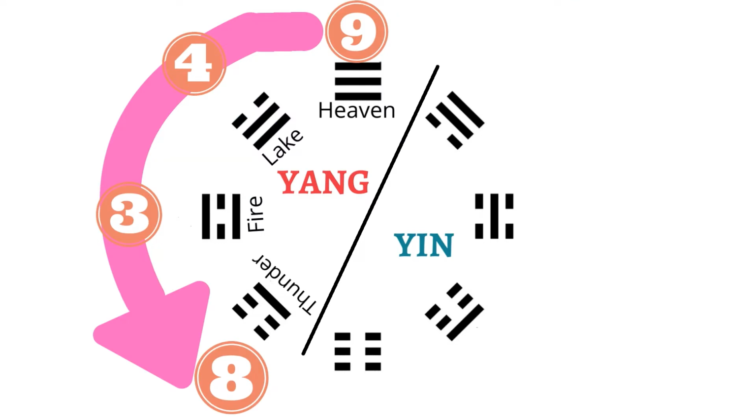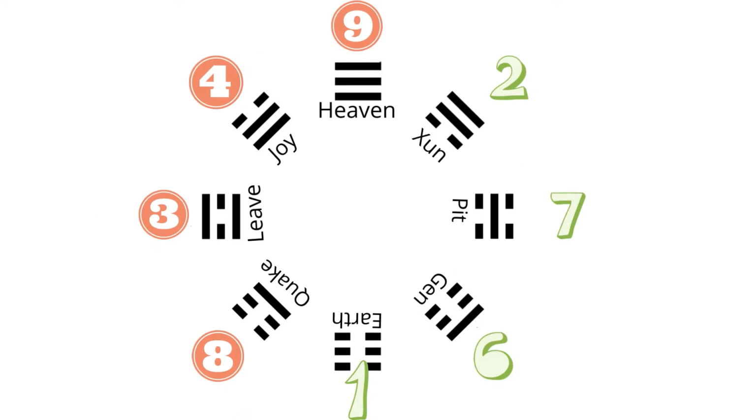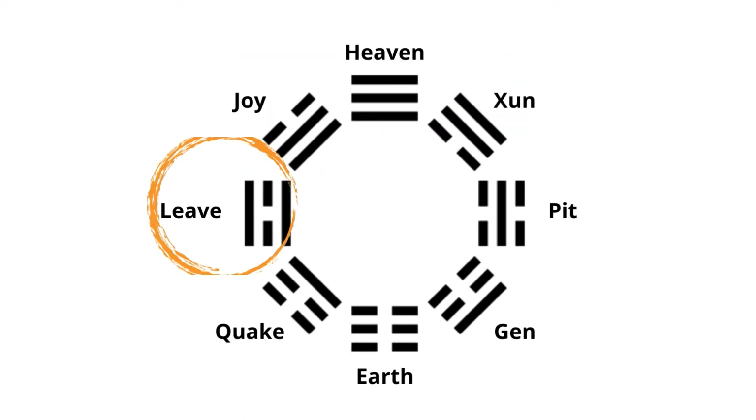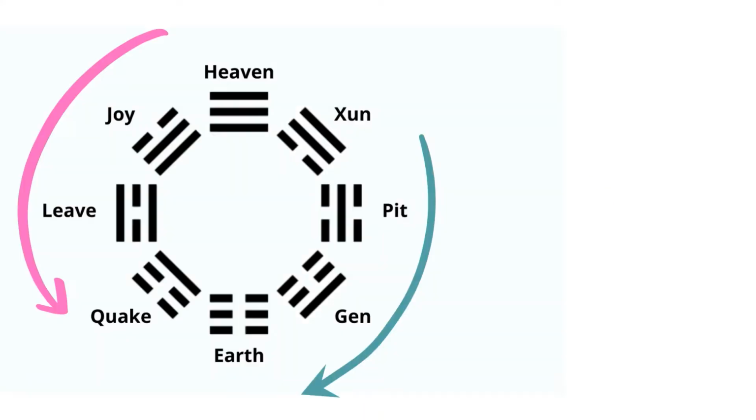By dragging the latitude to the left half of the circle, an innate number of 9, 4, 3, 8 was thus converted to the outward appearance of heaven, lake, fire, and thunder. On the other hand, by dragging the longitude to the right half of the circle, an innate number 2, 7, 6, 1 is thus converted to the outward appearance of wind, water, mountain, and earth. These symbols are later named as heaven, joy, leave, quake, sun, pit, gen, earth in the Book of Change.